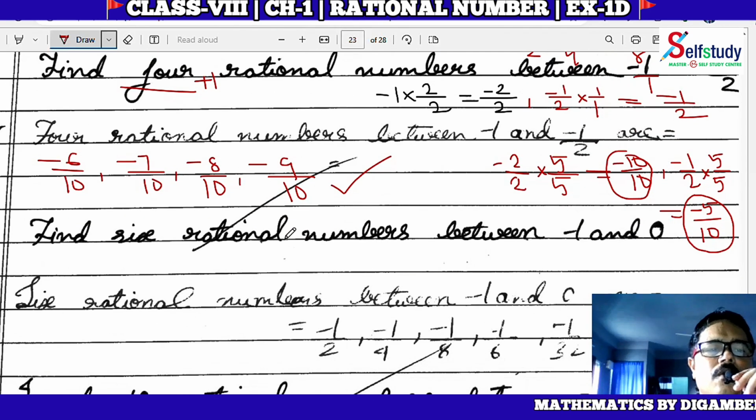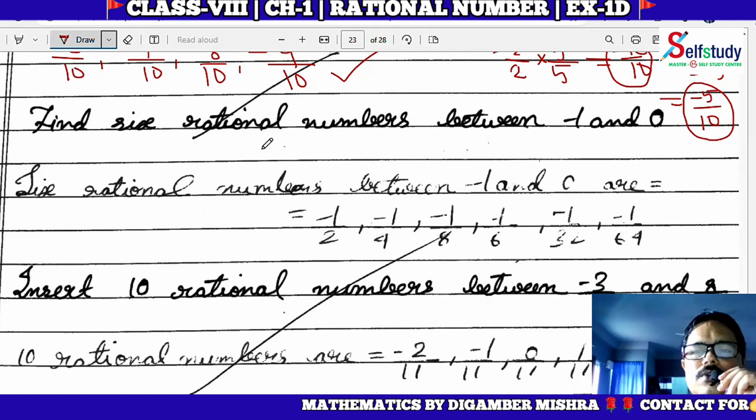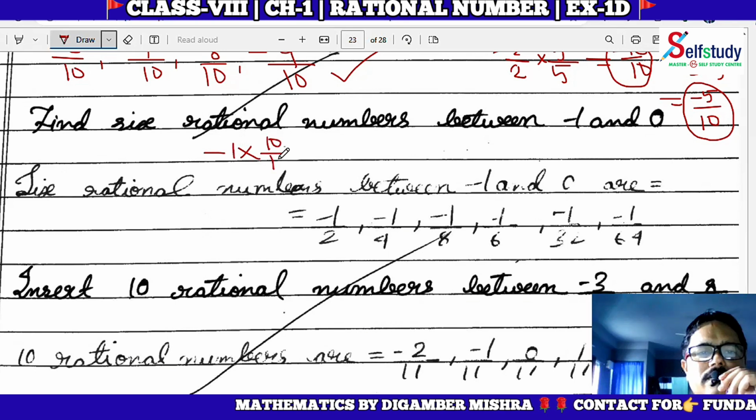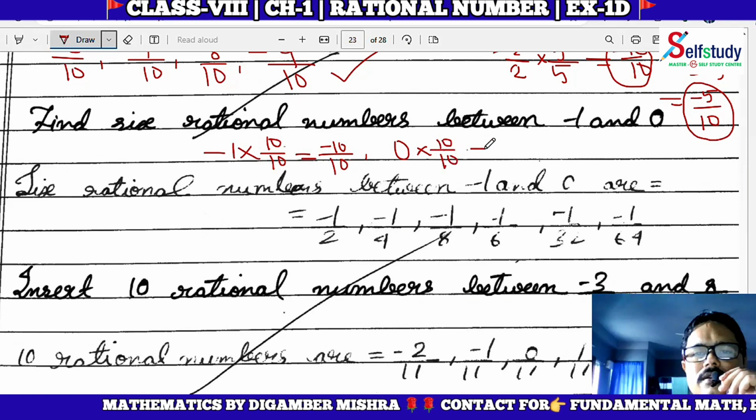Okay, find 6 rational numbers between -1 and 0. 6 numbers we are finding. Okay, so here also the direct answers are written. I don't know why a child has written like this. Okay, -1 comma 0. So -1, if you multiply it by 10 upon 10, this will be minus 10 by 10, and 0, if you multiply by 10 upon 10, this will be 0 upon 10.